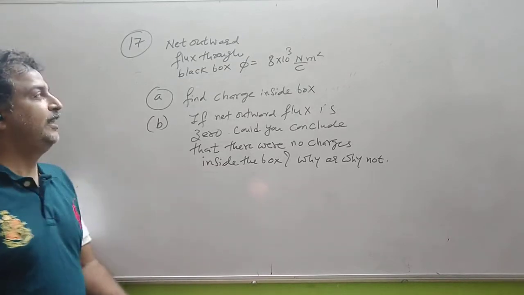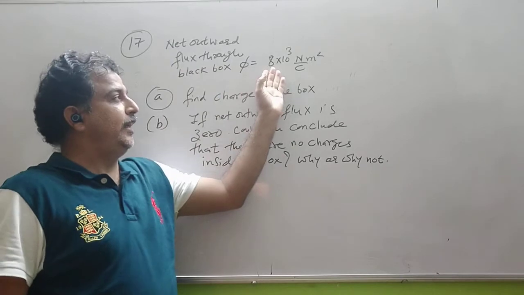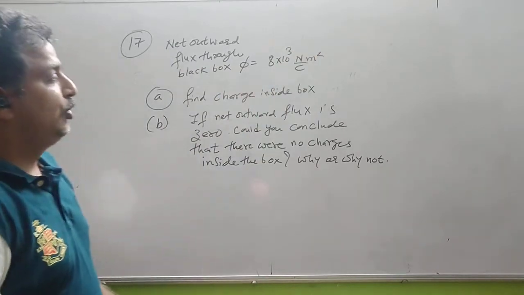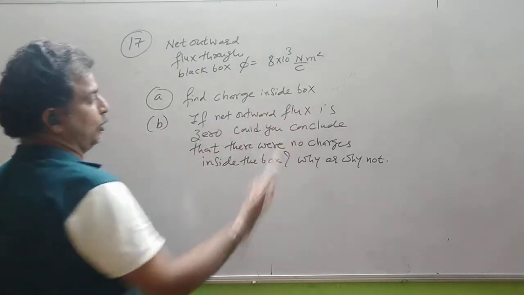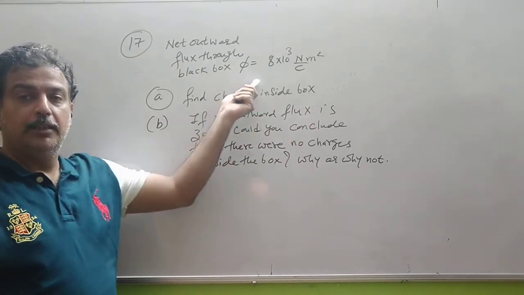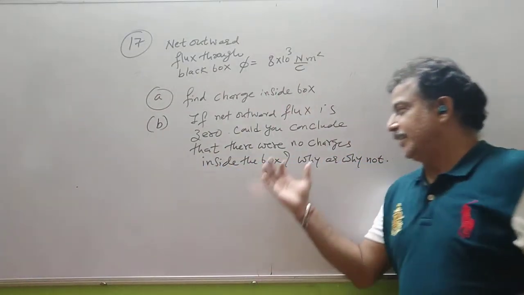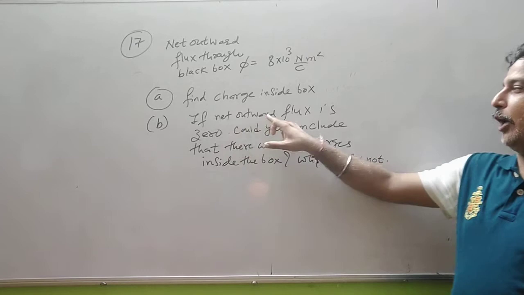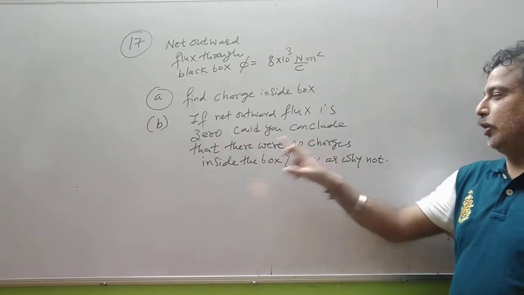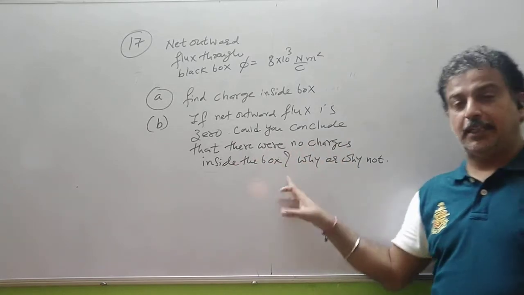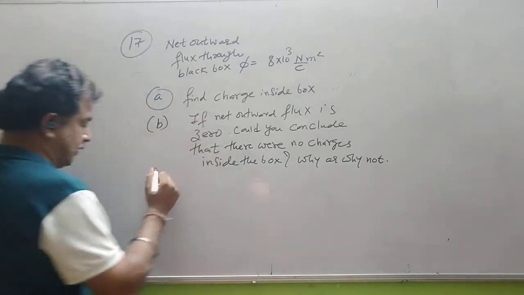Now question number 17. The net outward flux through the black box is 8 into 10 raised to 3 Newton meter square per coulomb. Find the charge inside the box. So again the flux is given. It is a direct application of the Gauss law. And the second part is, if the net outward flux is 0, could you conclude that there were no charges inside the box? Why or why not?